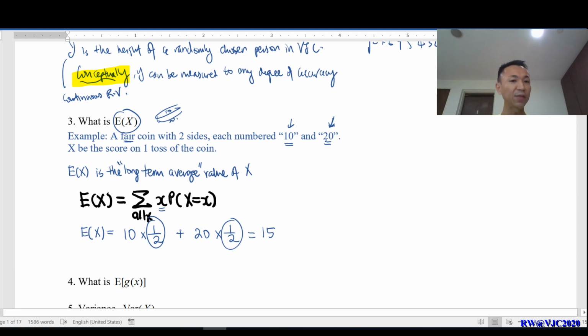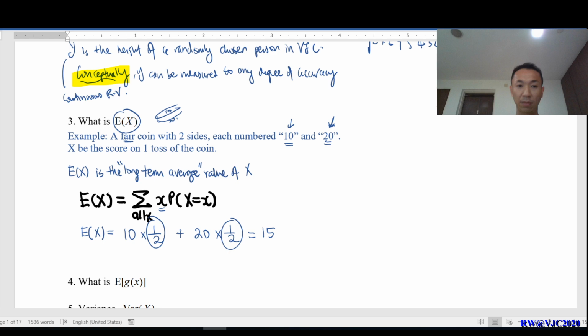Then you get 15. This 15 is the long-term average value. It's the expected value of X. You toss it many times, you expect to get an average of 15. I think it makes sense.